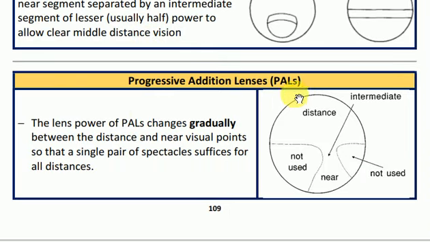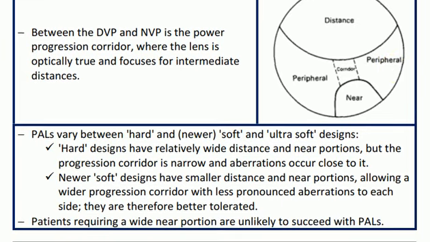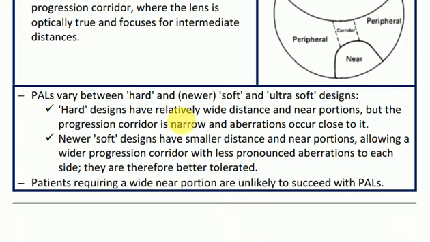Progressive addition lenses. The lens powers of progressive addition lenses change gradually between the distance and near points so that a single pair of spectacles suffices for all distances. Between the DVP and NVP is the power progression corridor, where the lens is optically true and focuses for intermediate distance. Progressive addition lenses vary between hard and soft and ultra soft design.